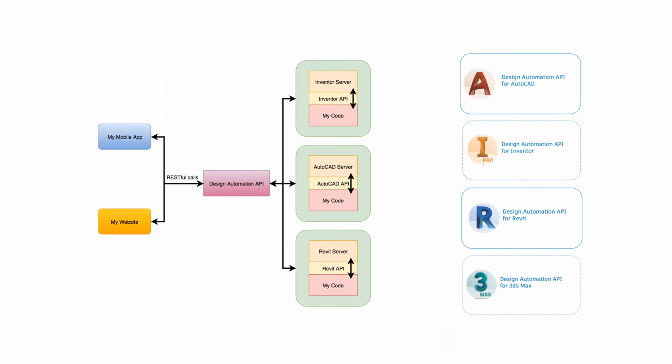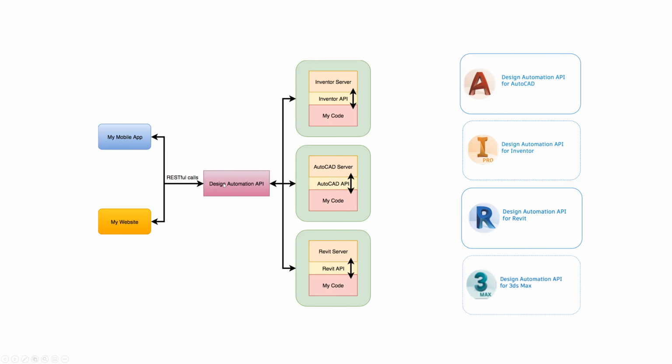Let's understand the architecture. This is the Forge service design automation, and this is your mobile application or desktop application or website that makes REST calls. Design automation APIs are REST. So only the REST protocol, only the HTTP protocol, design automation can understand. Not any other protocol.